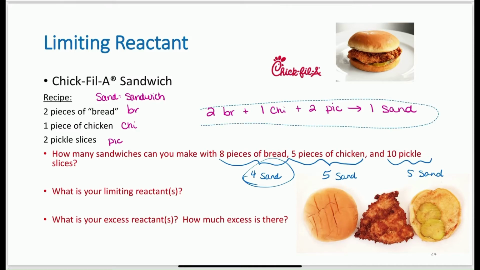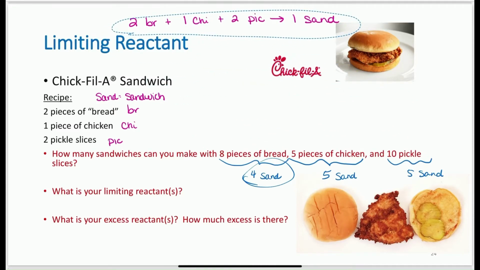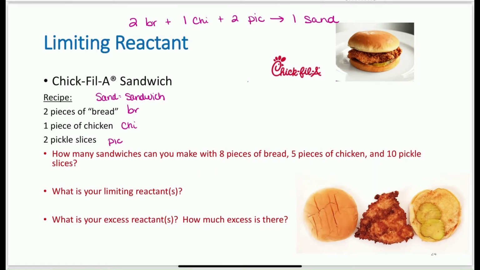So let me go ahead and move our balanced equation. I'm going to move it up here so we have some room to work. And I want you to do this, though, with stoichiometry instead of just intuition by putting together the sandwich. What do I mean by that? In order to do a limiting reactant problem, you need to do multiple steps. So what we're going to do here is figure out how many sandwiches I could make based on each ingredient I have.